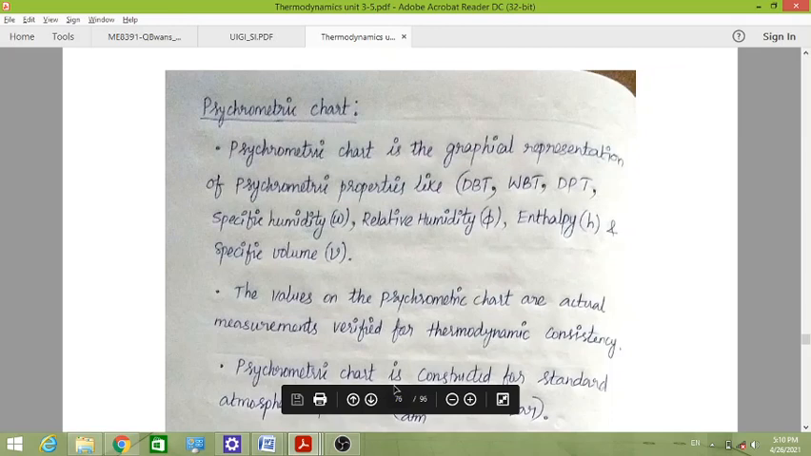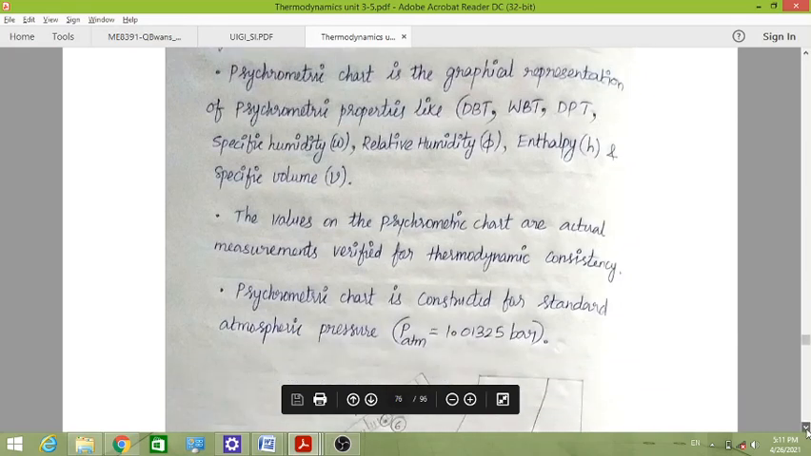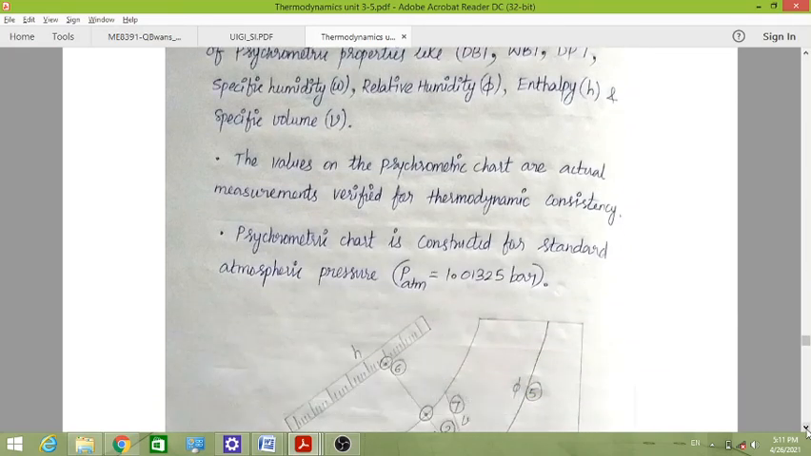In the previous session we defined all the important properties, or rather parameters, like dry bulb temperature DBT, wet bulb temperature WBT, dew point temperature DPT, specific humidity omega or W, relative humidity phi, enthalpy H, and specific volume V. So everything was represented graphically and the values were given. These values have been used while solving problems related to psychrometry.